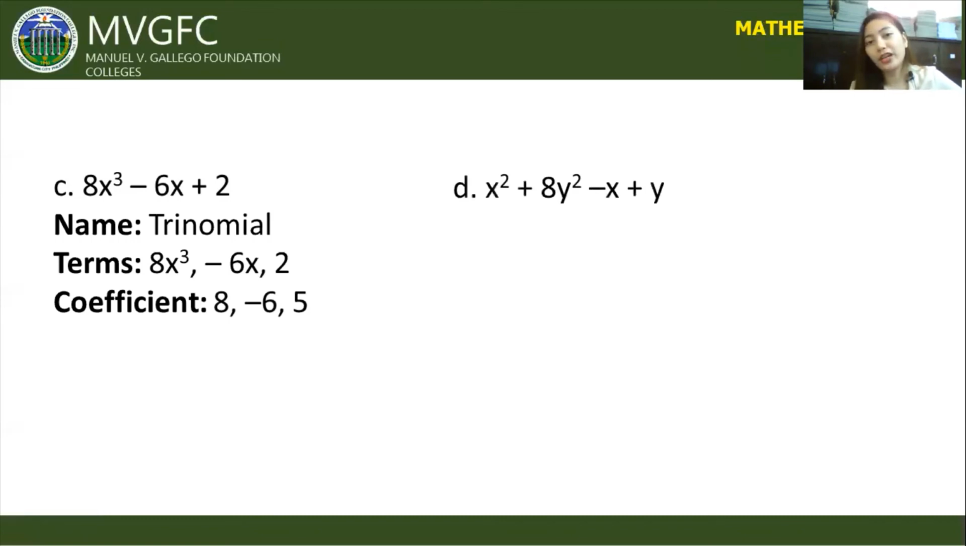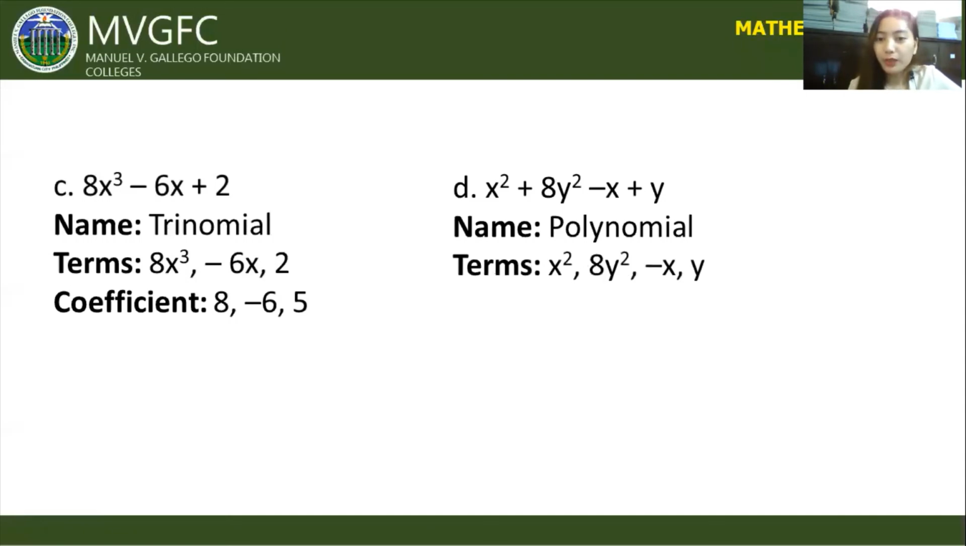Okay, lastly, for letter D, we have x squared plus 8y squared minus x plus y. So, the name is polynomial, or you can also use multinomial. The terms are x squared, positive 8y squared, negative x and y, and our coefficients are, be careful once again, since this is a polynomial with more than 3 terms, we have the coefficients 1, 8, negative 1, and 1.